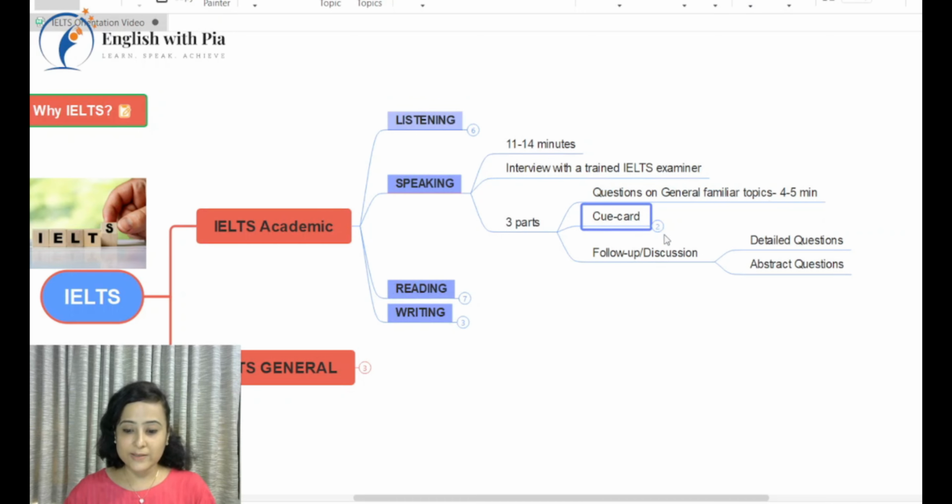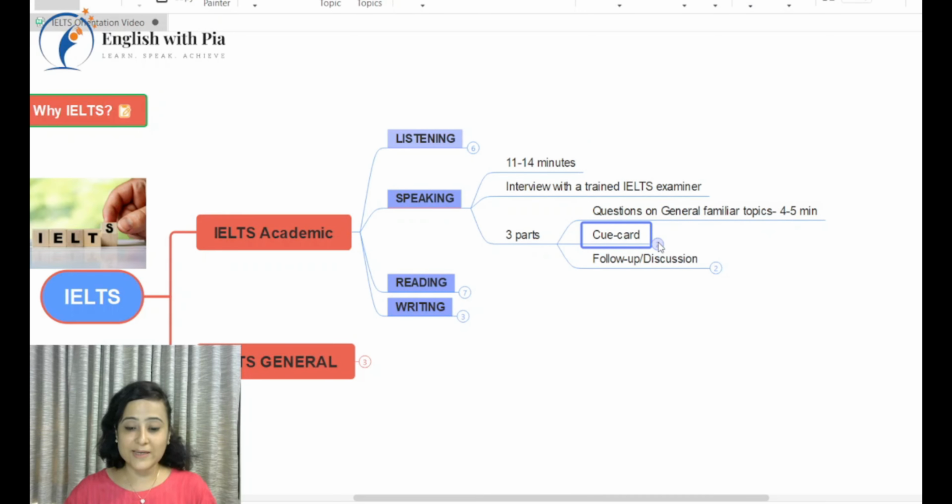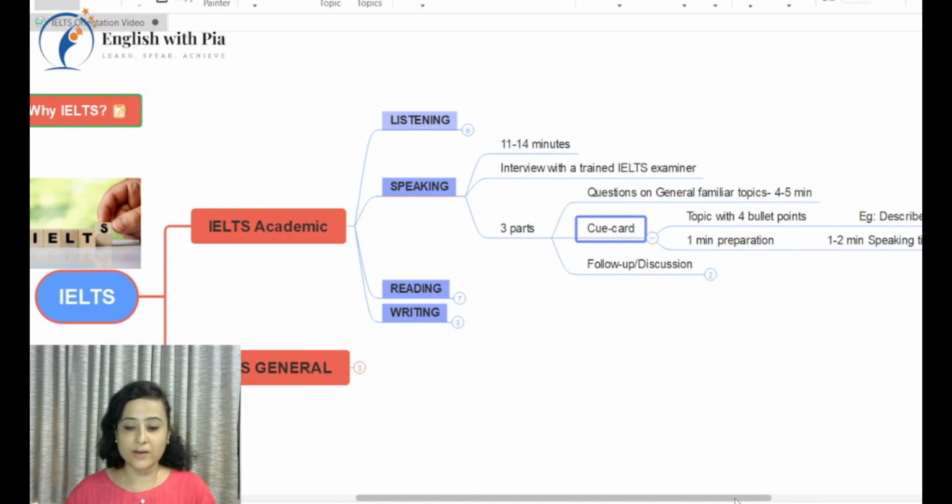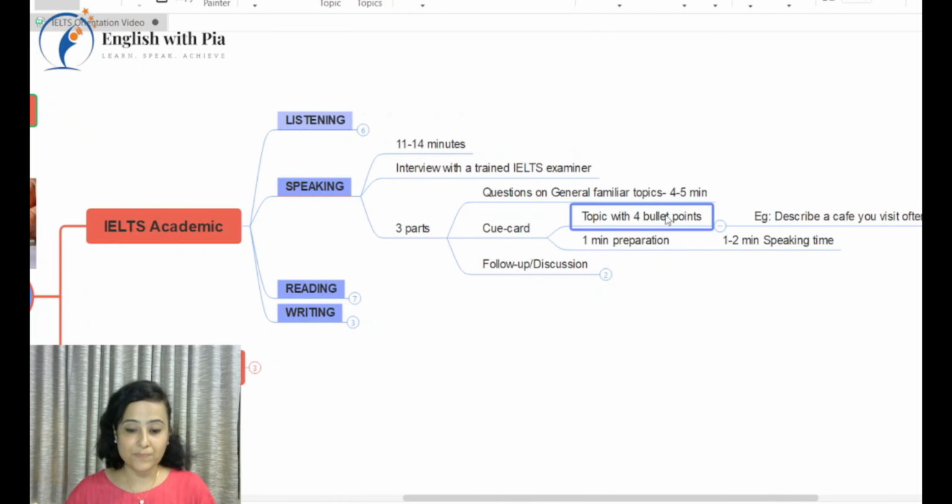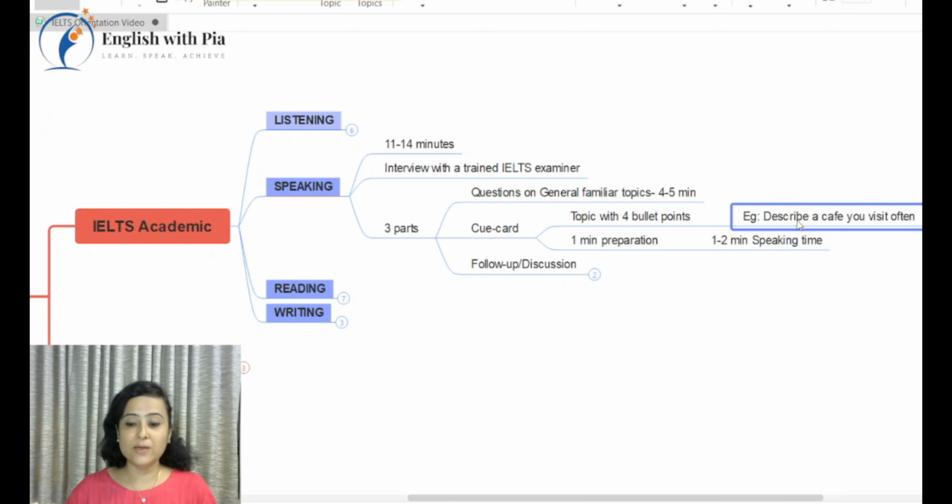All right, now let us come to the cue card. The second phase is that they will give you a card, and it will contain a topic, usually supported with some bullet points. You will get 1 minute to prepare for this topic, and you will have to speak for 1 to 2 minutes. You have to give a speech for 1 to 2 minutes on this particular topic. An example could be: describe a cafe you often visit.